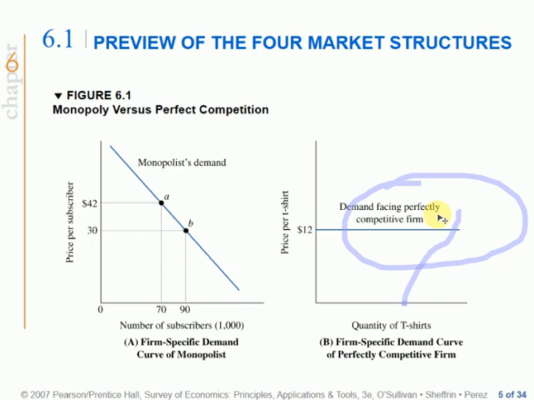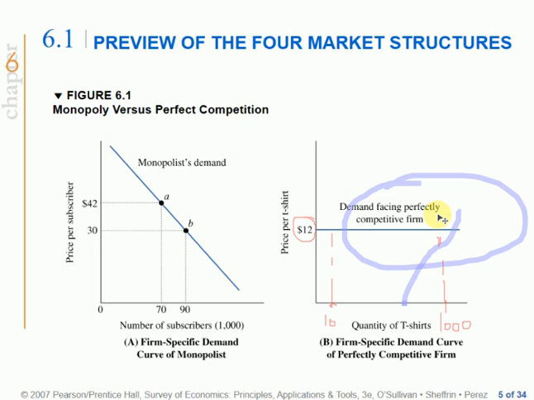The firm's decisions have no effect on the market price. If the firm here, for example, decides to produce 10 or 1,000, this decision has no effect on the market price. The price remains the same, 12.